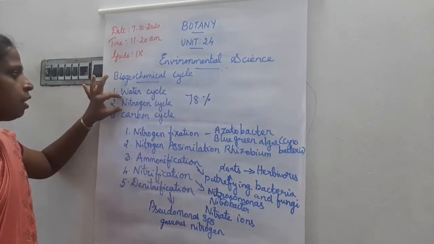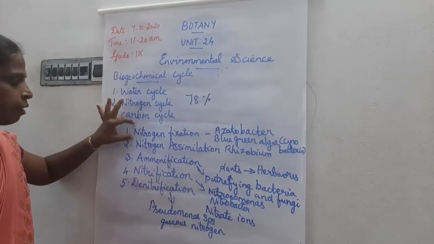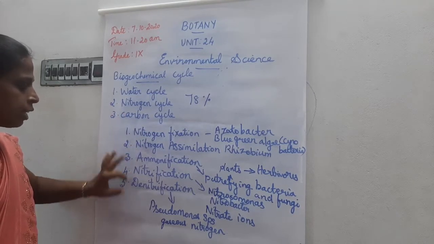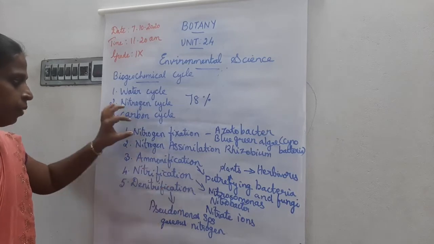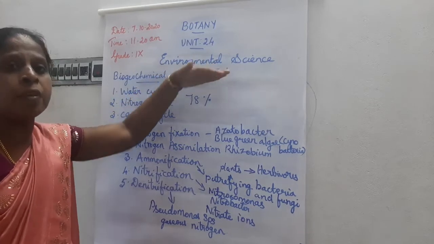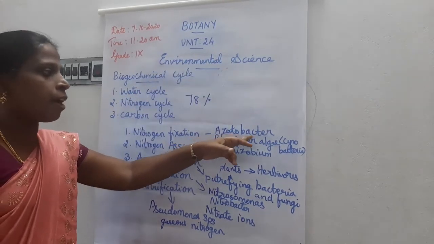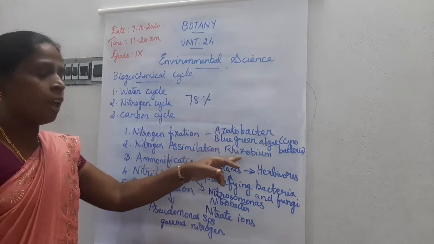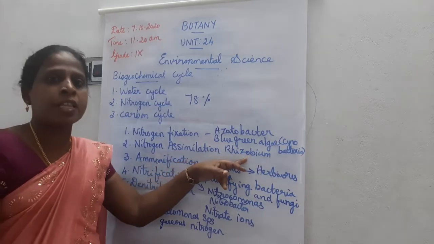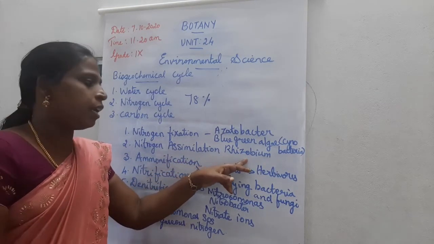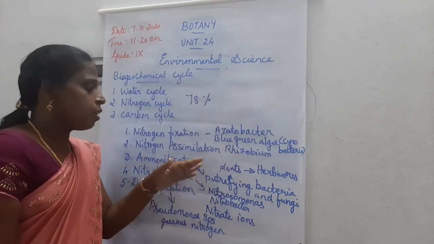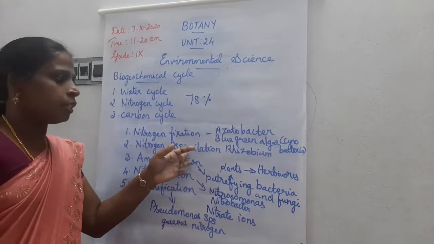So the processes involved in the nitrogen cycle are nitrogen fixation, nitrogen assimilation, ammonification, nitrification and denitrification. In nitrogen fixation, the atmospheric nitrogen is fixed to the soil with the help of Acetobacter, blue-green algae and Rhizobium. Rhizobium is a nitrogen fixing bacteria present in the root of the leguminous plant. They can fix the atmospheric nitrogen to the soil. Next one, nitrogen assimilation.